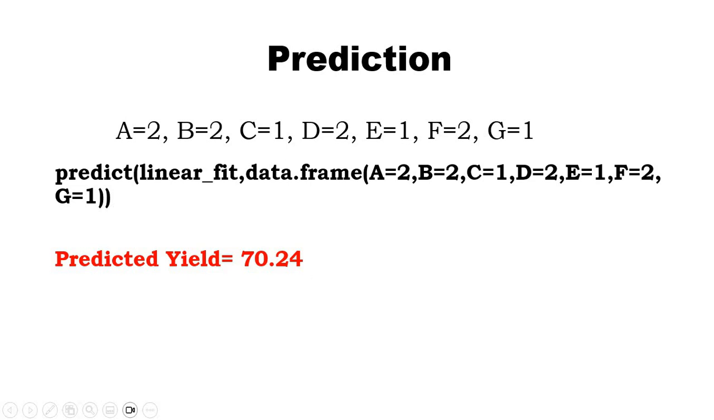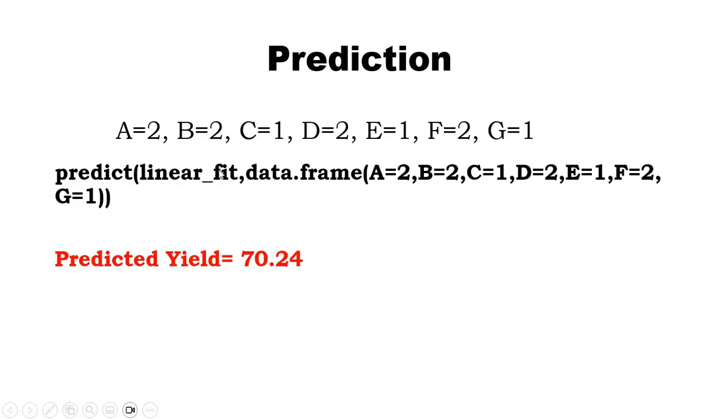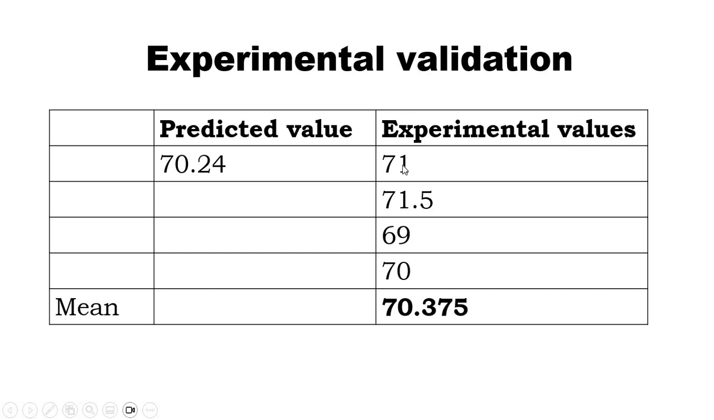Next is the experimental validation. Now you carry out the experiment once again, but this time you take only this particular setting. That means in factor A, you choose only level 2, not level 1. B also you choose level 2, C you choose level 1, like this. In this setting, you carry out the experiment. Supposing that we have carried out the experiment, and these are the experimental values. This is the predicted value that I have shown earlier, 70.24, and this is the experimental value. I have got 4 values, because I conducted this experiment in 4 replicates.